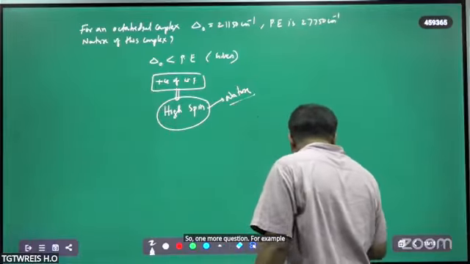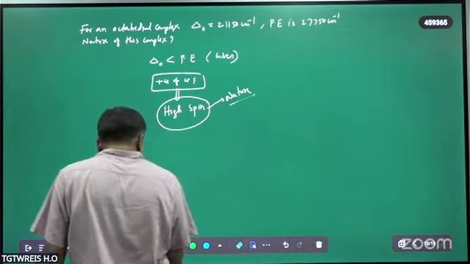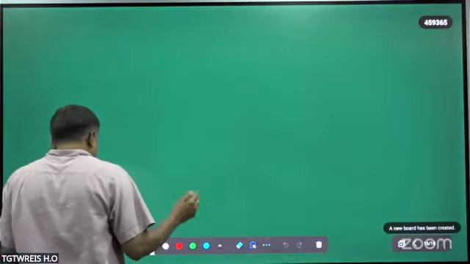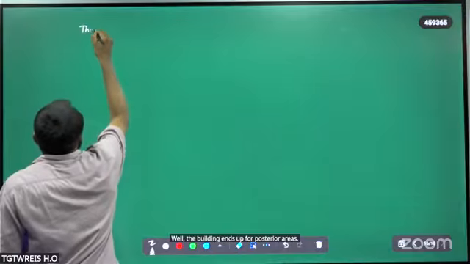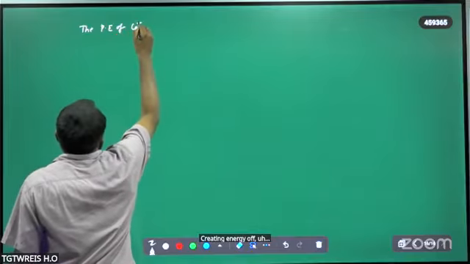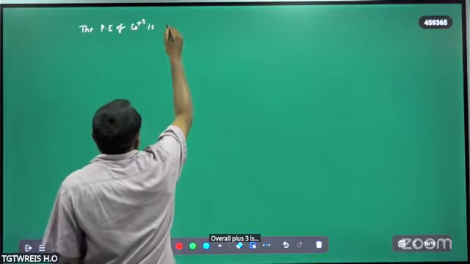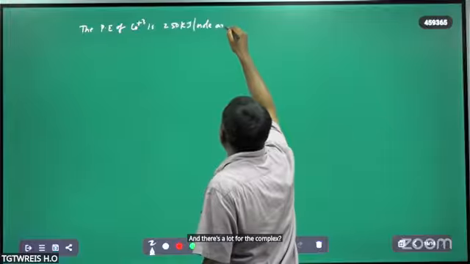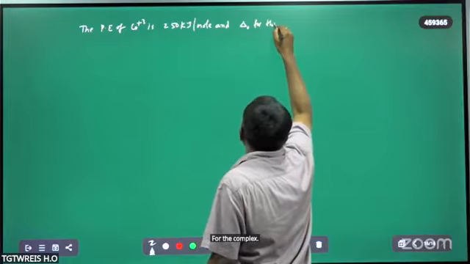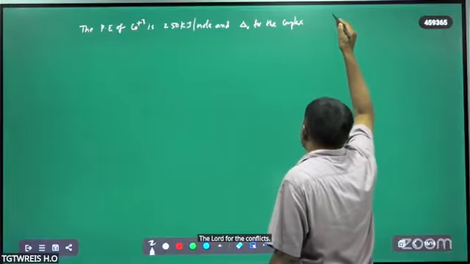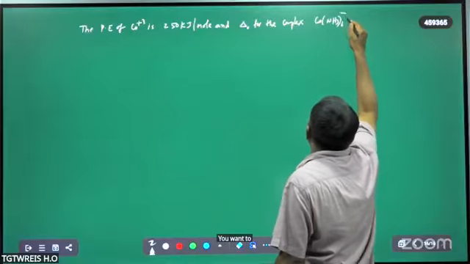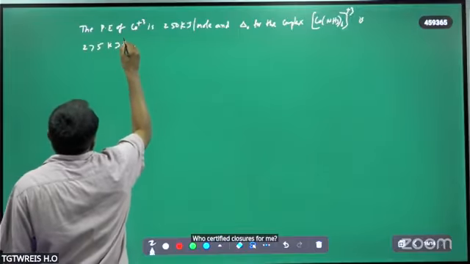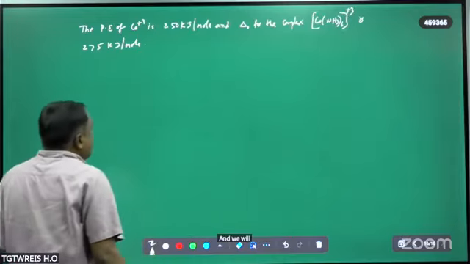One more question now. For example, the pairing energy of cobalt plus 3 ion is 50 kilojoules per mole, and delta naught for the complex [Co(NH3)6]3+ is 275 kilojoules per mole. Then what will be the magnetic nature and CFSE?